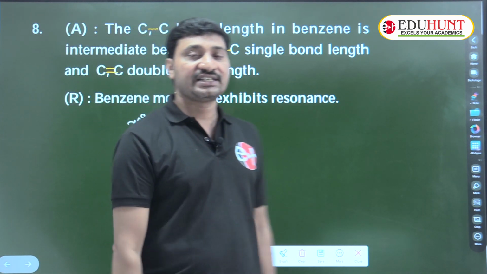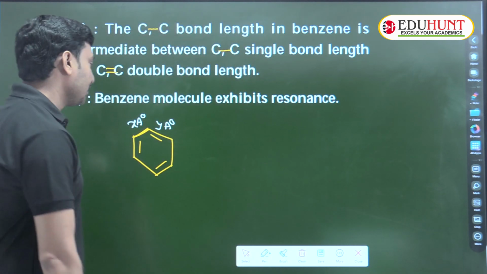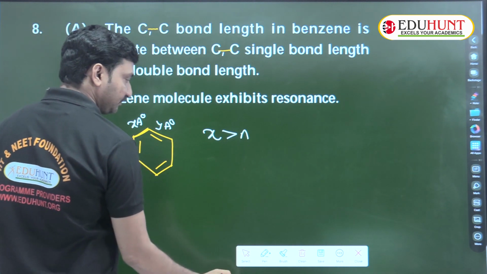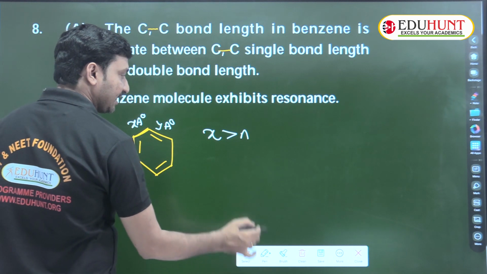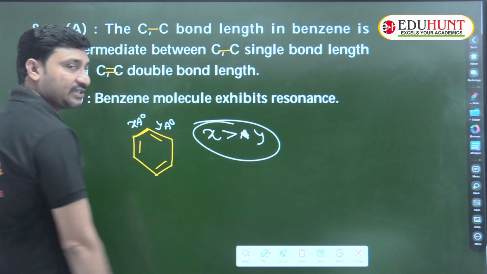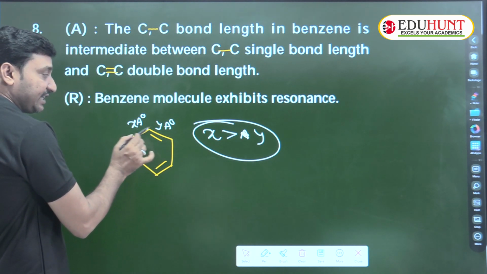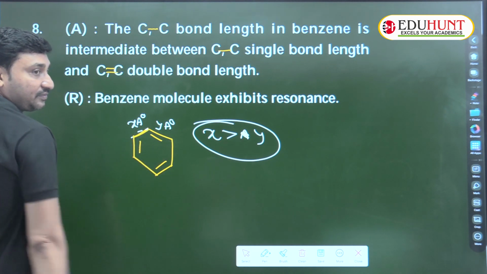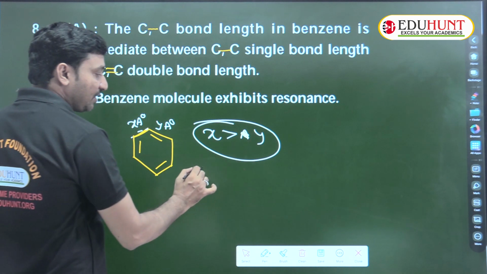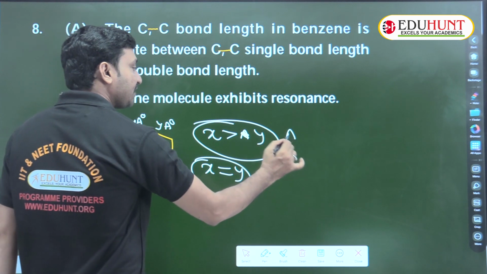Actually, a C–C single bond has more bond length than a C=C double bond, so we are expecting X greater than Y. Why? Because here there is a carbon-carbon single bond, here a carbon-carbon double bond. Generally single bond length is more compared to double bond, but practically both are equal. X equal to Y.